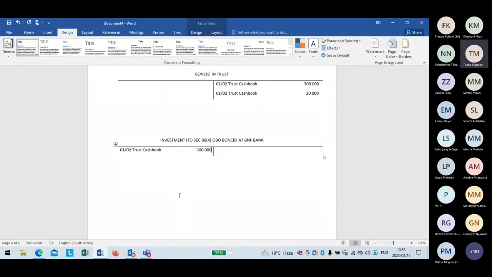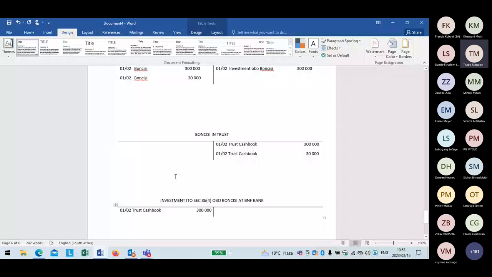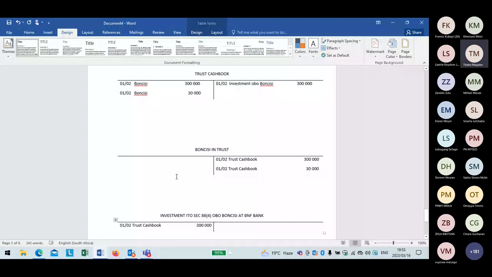All right, so we are done with transactions of the 1st of February. Do you see that on this one day, you do many things? These are transactions of one day. Do you see? Yes, sir. Can we go to number 2?